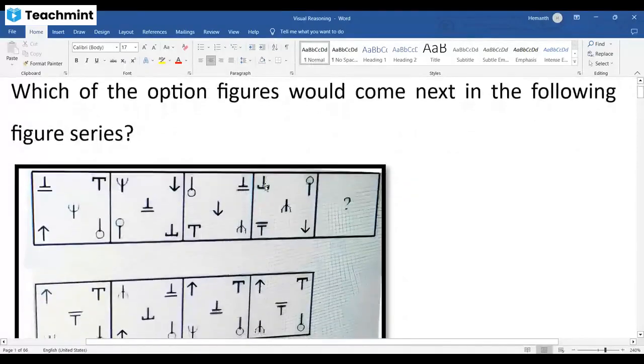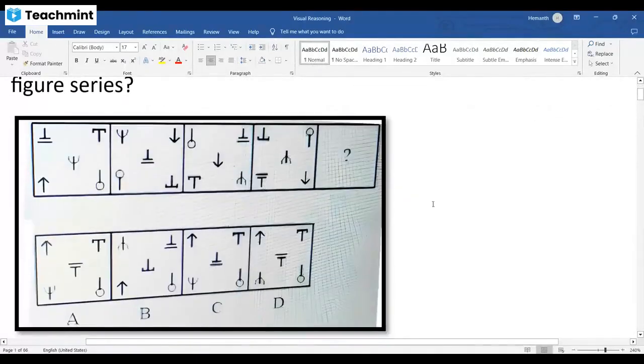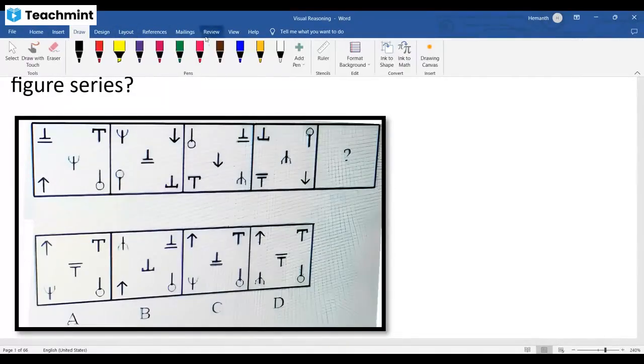Visual reasoning related questions from TCS point of view. I think this question we already discussed. First one, no, no. Okay, let's see what will come next.